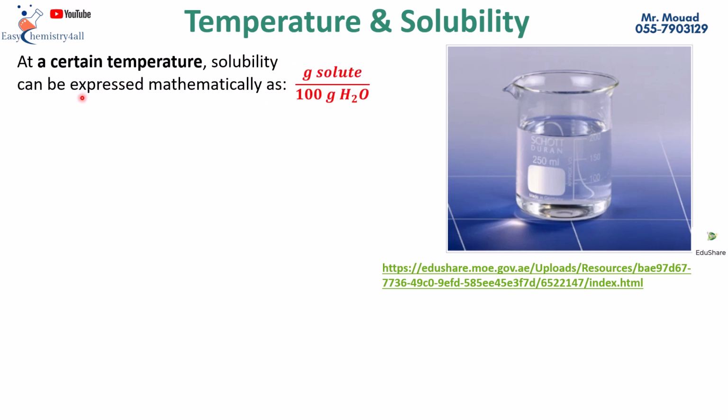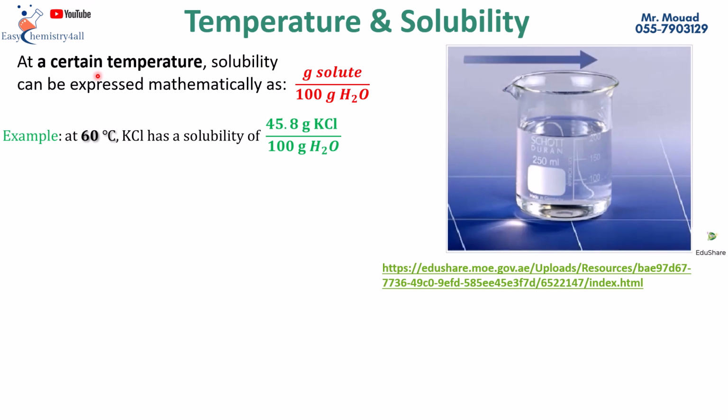So, for example, what does that mean? At 60 degrees Celsius, KCl or potassium chloride has a solubility of 45.8 grams per 100 gram of water. And that means that a maximum of 45.8 grams of potassium chloride can be dissolved fully in 100 grams of water. So let's watch this video and learn more about the relationship between temperature and solubility.